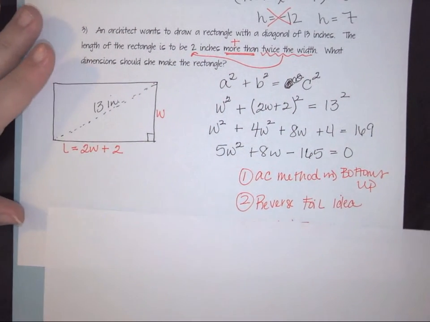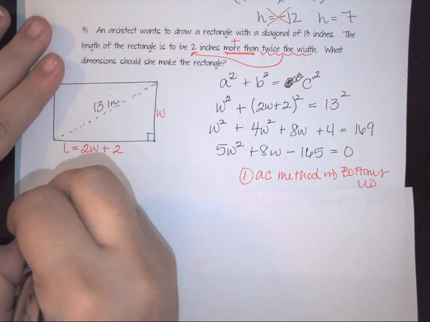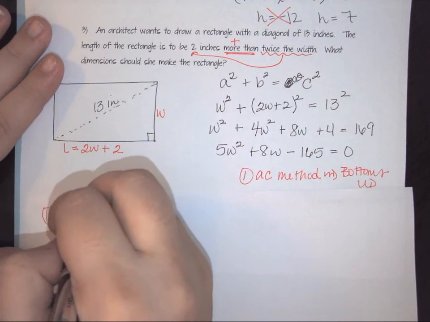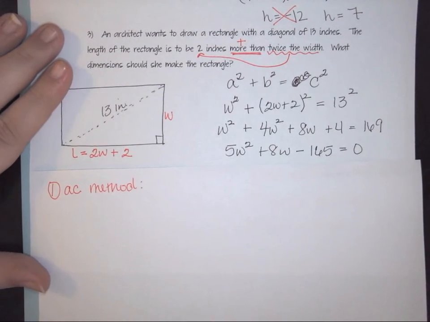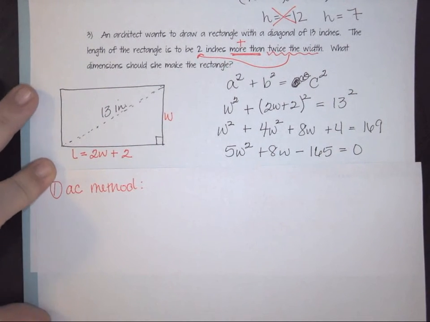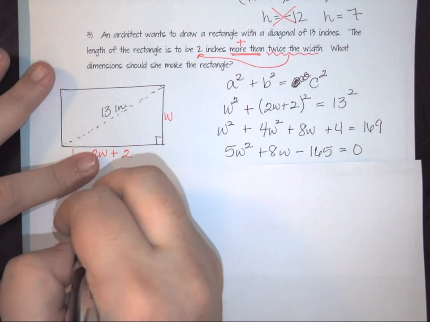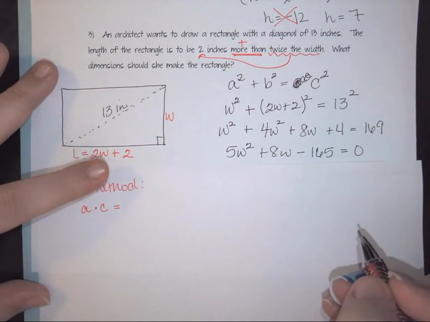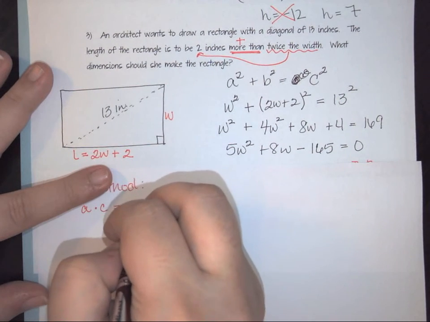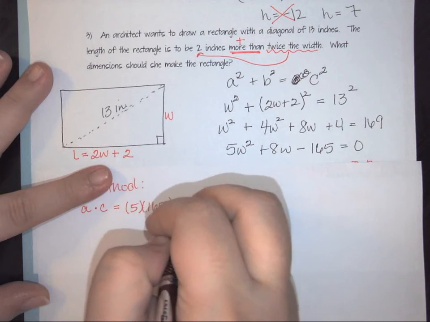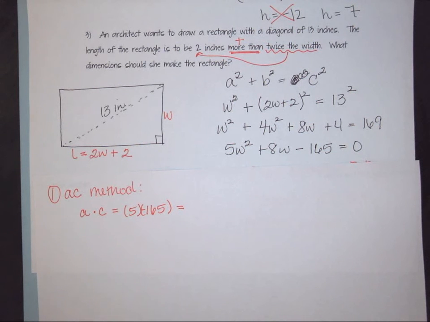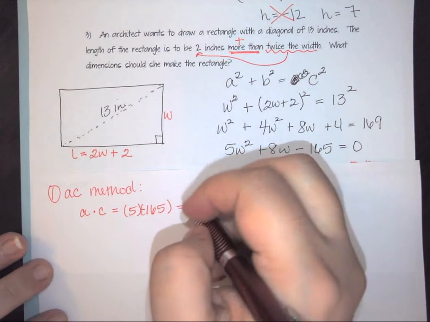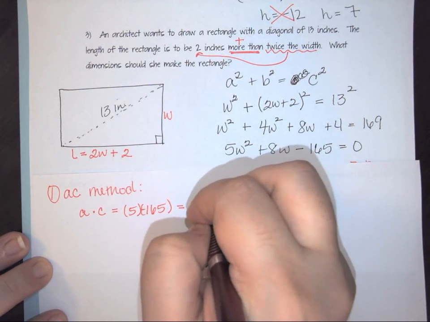Alright, so the first thing that I'm going to show you is that AC method. And so the AC method is very simple. It says the first thing you do is you start out by doing A times C. So in this case, we would be doing 5 times 165, so that gives us 825.